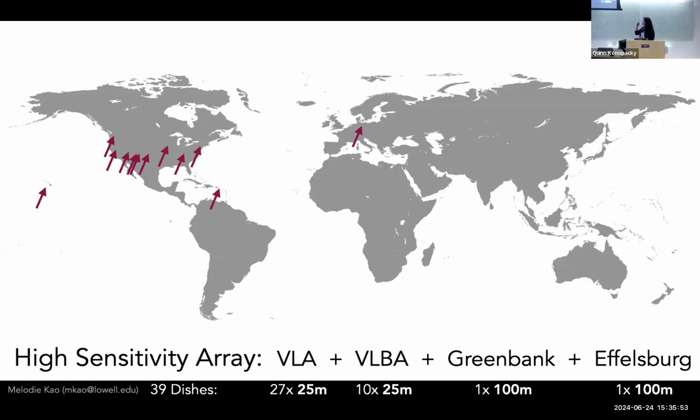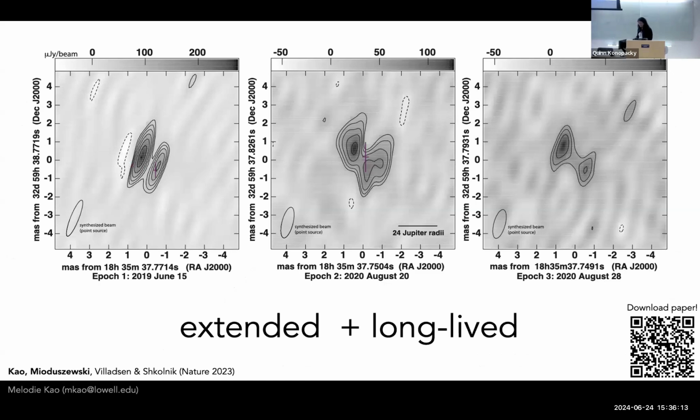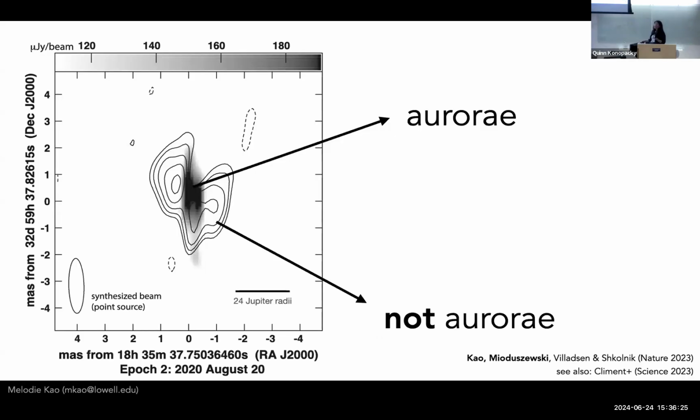To make this observation, you need to have extremely high resolution. In this case, at 8.5 gigahertz, you need a dish that spans the northern hemisphere of Earth. And so we put together 4 radio observatories for 39 total dishes. Over the course of a year, we were able to obtain 3 epochs that could resolve this really beautiful lobed structure. We also imaged the aurora as a sanity check, and as expected, it falls in the middle of these 2 lobes.